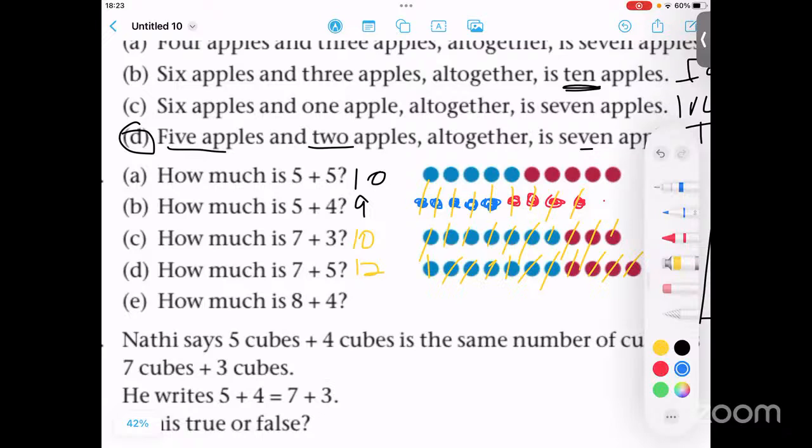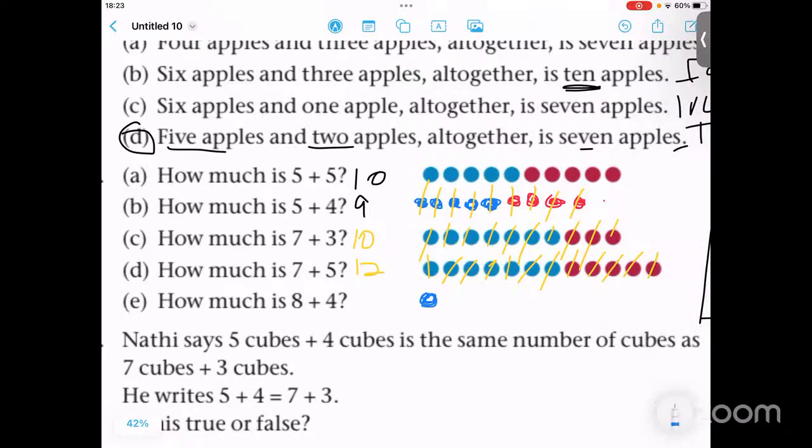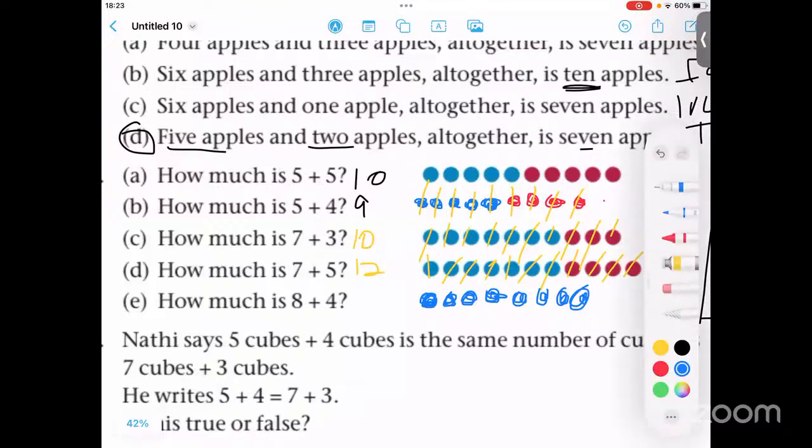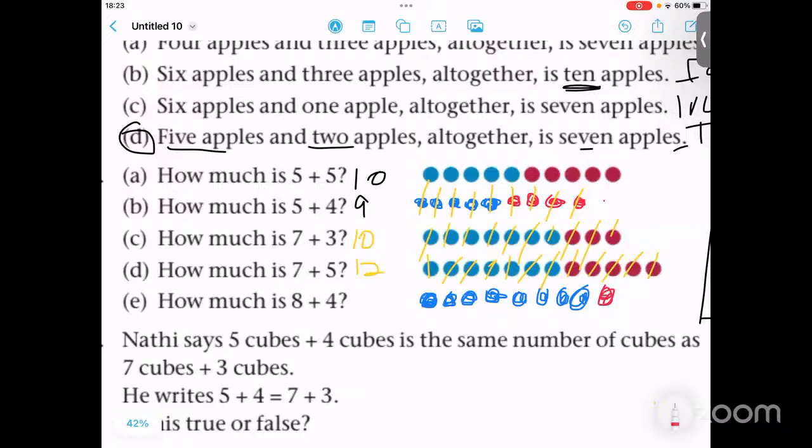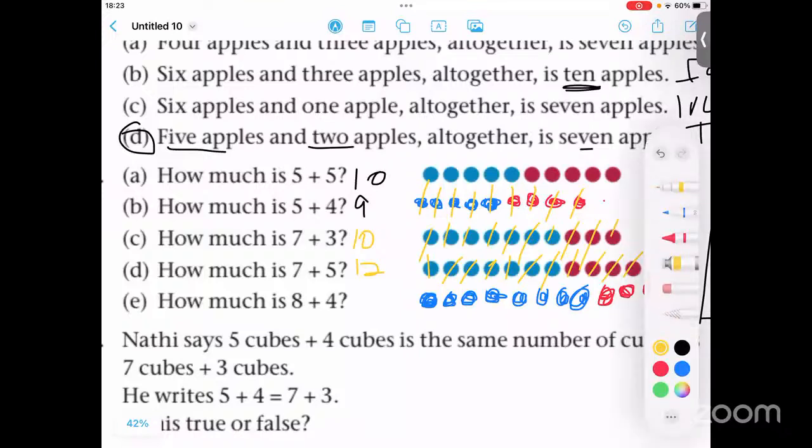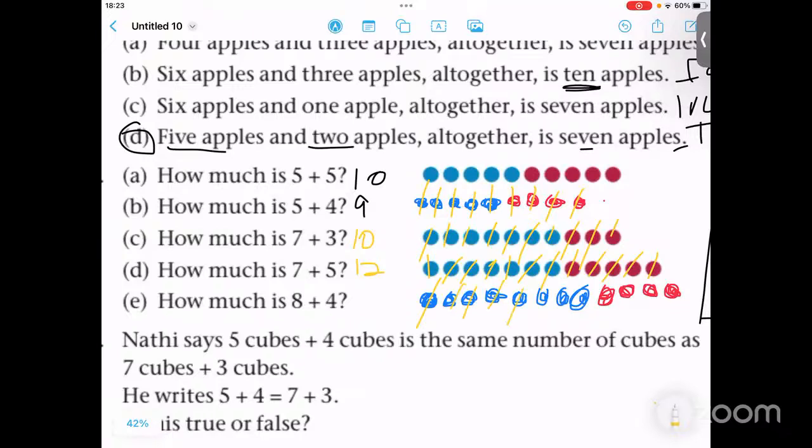8 plus 4. 12. Are you sure it's 12? Yes. 1, 2, 3, 4. I like the confidence. Okay, so it's going to be 1, 2, 3, 4, 5, 6, 7, 8 plus 4, 9, 10, 11, 12. Then you guys are correct.